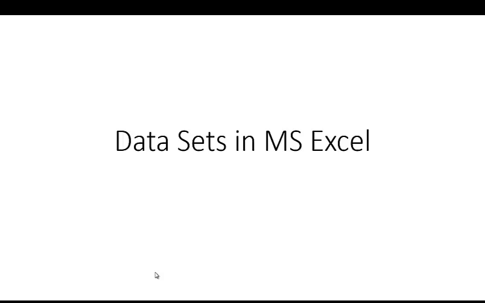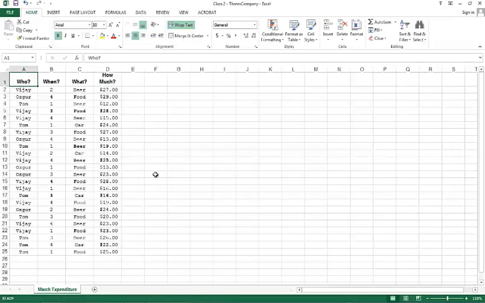First, let's talk about the basics of datasets in Microsoft Excel. To illustrate the next few steps, we'll be dealing with an Excel file. In iLearn, please locate the file called class2 ThreesCompany and open it. This will be the file we'll be working with for the next few steps.